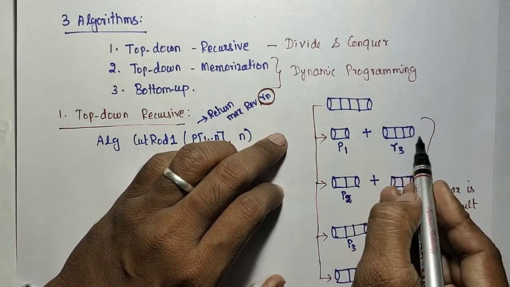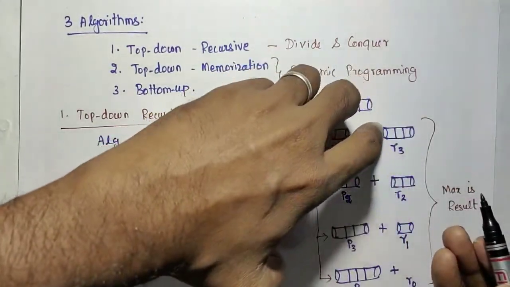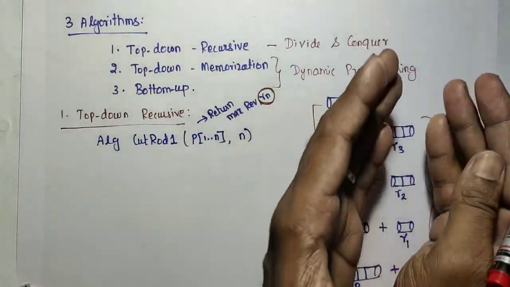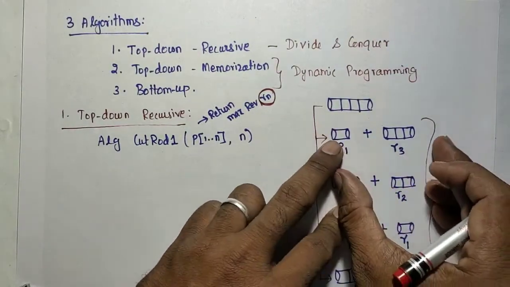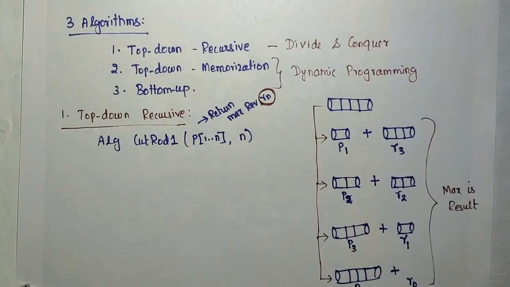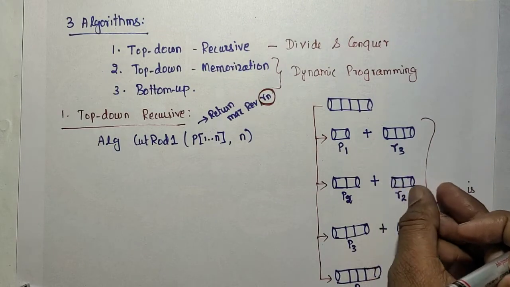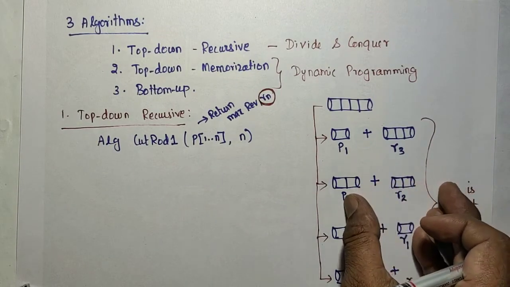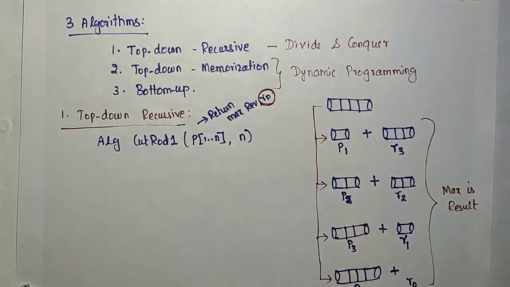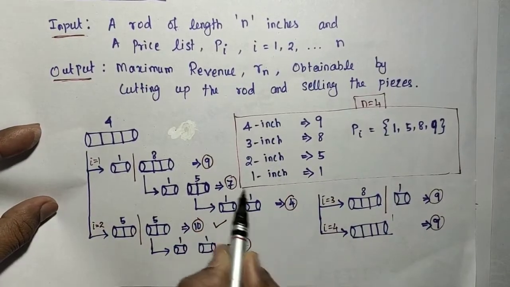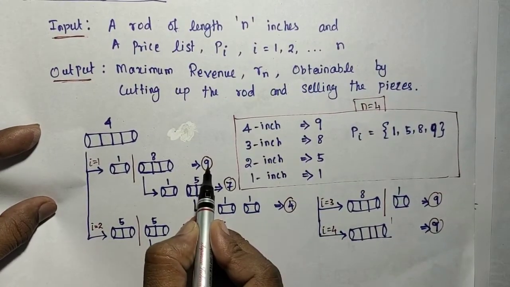Here, this sub problem will take care of the maximum revenue for the 3 inch rod. So the 3 inch rod price plus the price of the 1 inch rod, that is one solution. Another one is the 2 inch rod solution, price P2 plus R, that is another answer. Similarly for this and this, among these, the maximum is the result. So here for R3, of these three values, the maximum is 9.